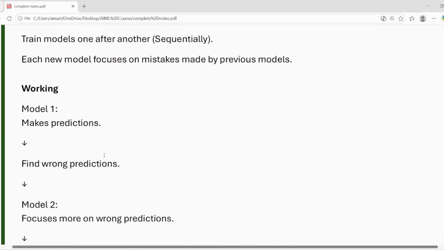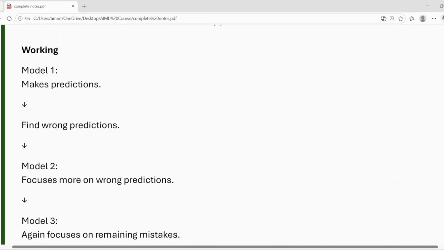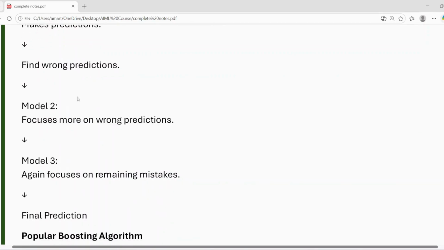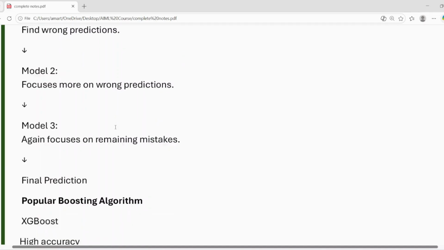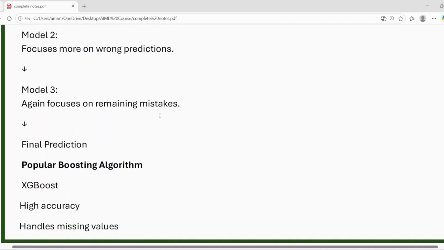Let's understand its working. So we took model one. It makes predictions, but gives some wrong predictions. Okay. Then model two focuses on the wrong predictions. Then the third one again focuses on the remaining mistakes, right? Then it will give the final prediction. Okay. So that's how boosting works.